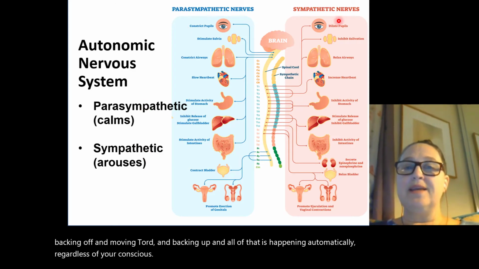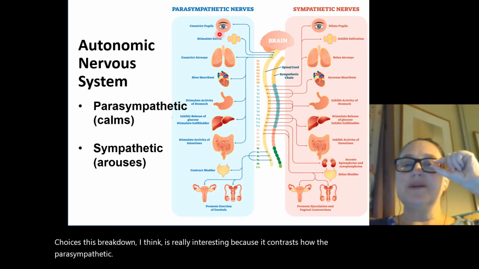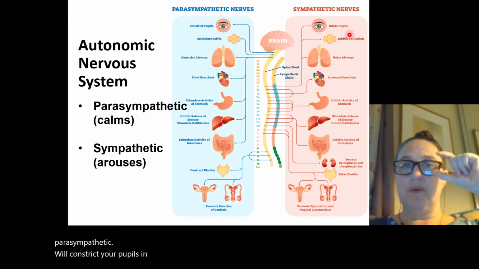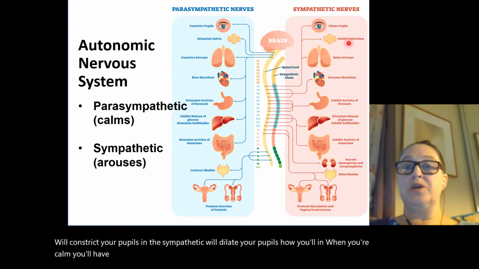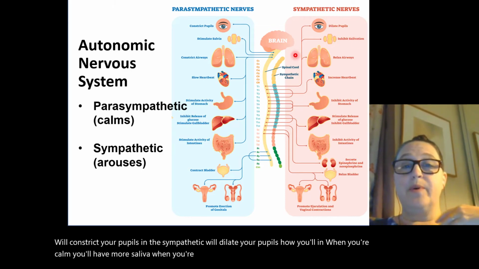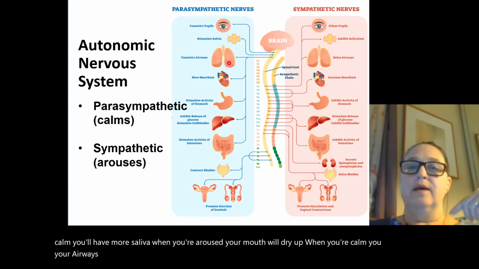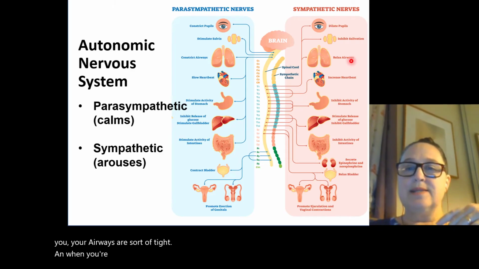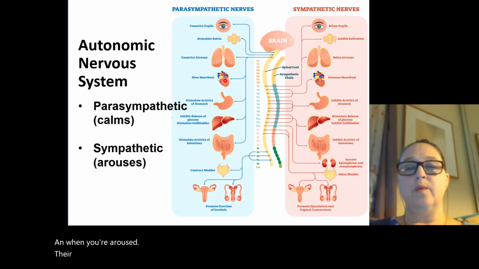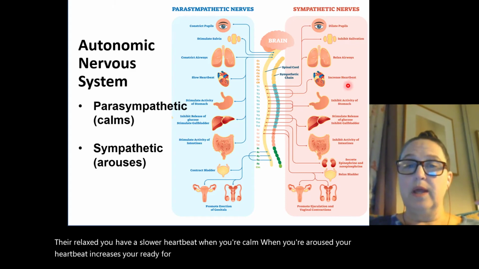This breakdown, I think, is really interesting because it contrasts how the parasympathetic will constrict your pupils and the sympathetic will dilate your pupils. When you're calm, you'll have more saliva. When you're aroused, your mouth will dry up. When you're calm, your airways are sort of tight, and when you're aroused, they're relaxed. You have a slower heartbeat when you're calm. When you're aroused, your heartbeat increases. You're ready for action. There's more blood flow.